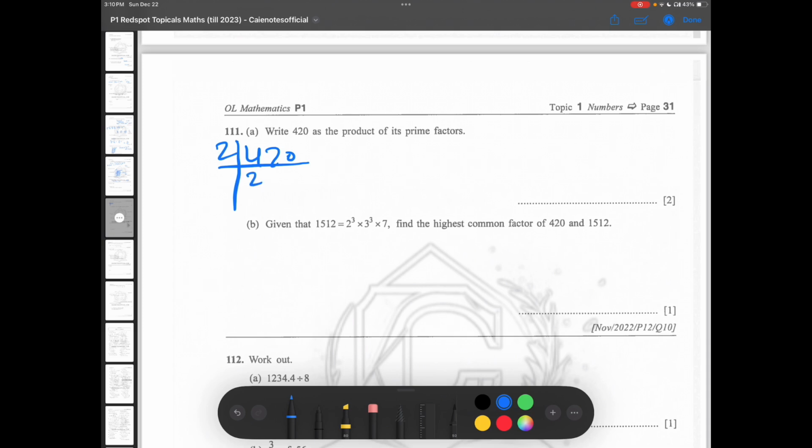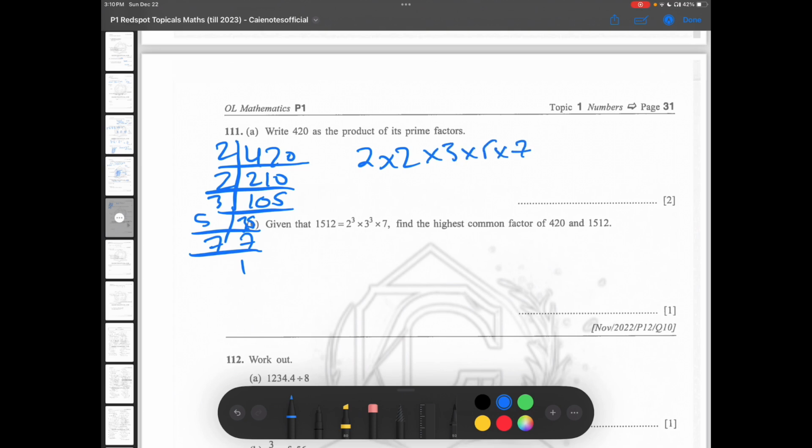2 into 210, then 105, then 3 thirds 35, then 5 7 7 1. So this equals 2 multiplied by 2 multiplied by 3 multiplied by 5 multiplied by 7. And this is 2 square multiplied by 3 multiplied by 5 multiplied by 7.